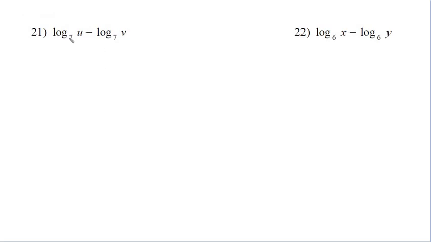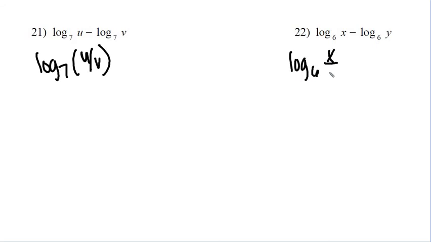Okay, so number 21. So I have a difference, and I know that I can write a difference as a single logarithm where the argument is a quotient. So I have log base 7 of u divided by v. In the same order you subtract, the same order you divide. The same here. So subtraction can be written as a single logarithm, x divided by y.